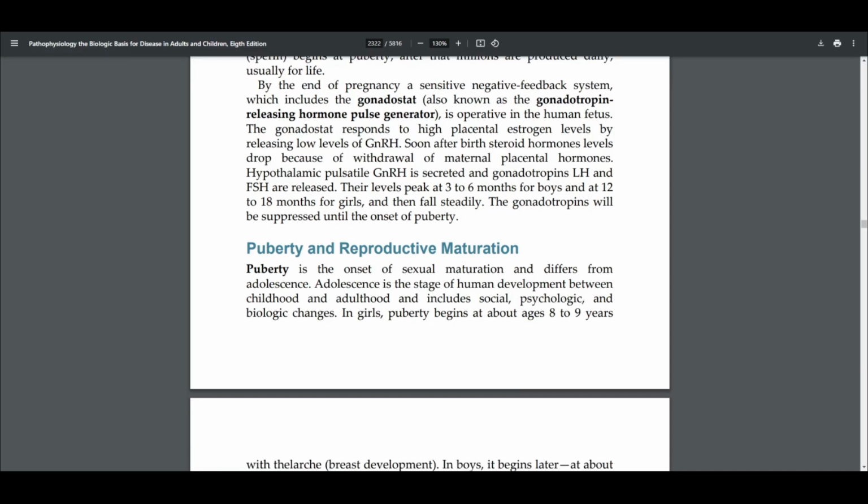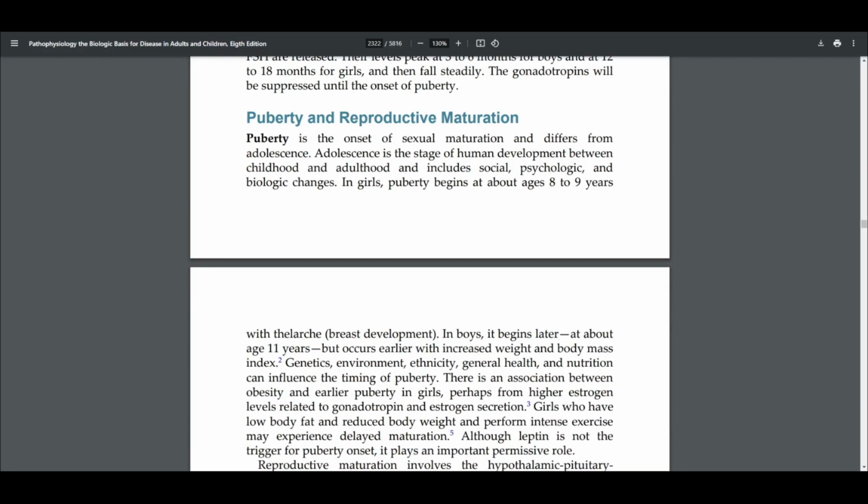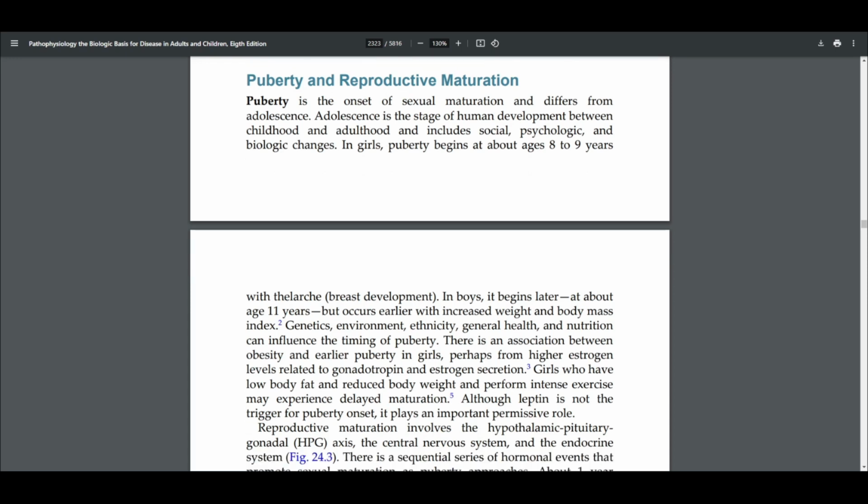Puberty and reproductive maturation. Puberty is the onset of sexual maturation and differs from adolescence. Adolescence is a stage of human development between childhood and adulthood and includes social, psychologic, and biologic changes.